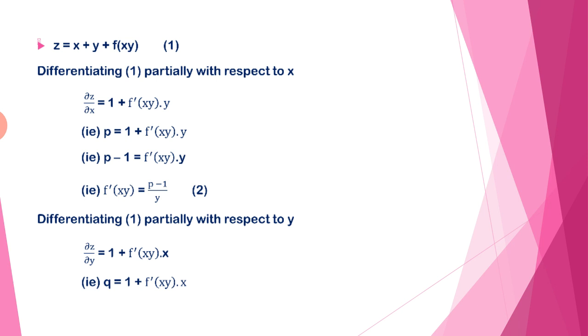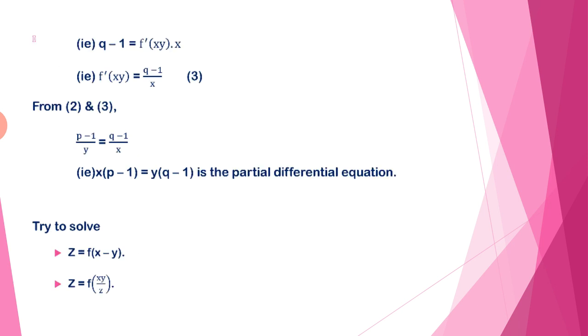Equation 2. Differentiating 1 partially with respect to y, we get ∂z/∂y = 1 + f′(xy)·x. Simplifying, we get equation 3. f′(xy) = (q − 1)/x. From equations 2 and 3, we get (p − 1)/y = (q − 1)/x. Simplifying, we get x(p − 1) = y(q − 1) is the required partial differential equation. Try to solve the problems z = f(x − y) and z = f(xy/z).